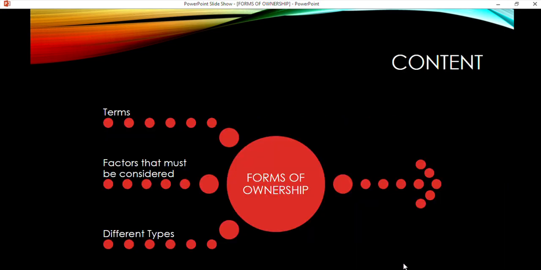Okay, so we're going to look at different terms. After this, we're going to start with outcomes. We're going to look at factors that you must consider when you choose a form of ownership, and we're going to look at the different types and characteristics. Okay, so let's start with outcomes.